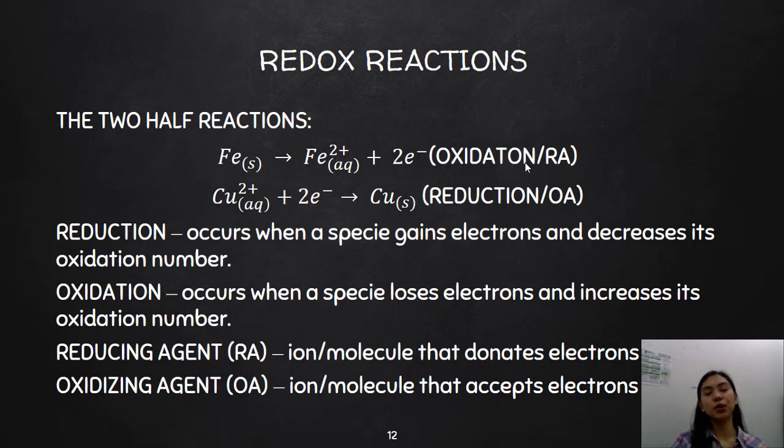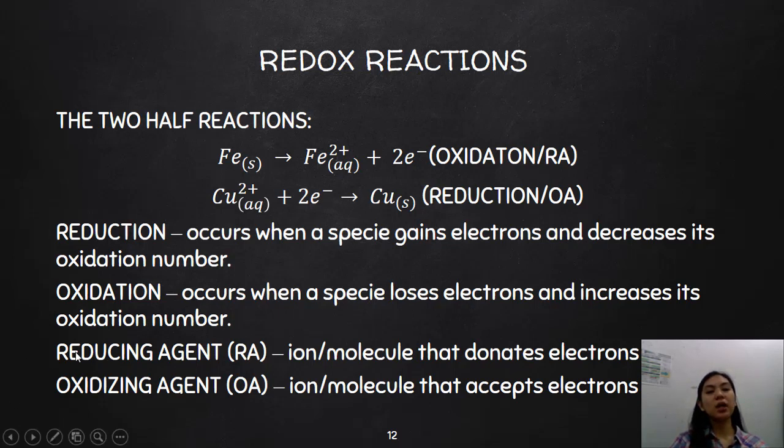And in your redox reaction, they actually go hand in hand. So if one is reduction, the other must be oxidation. They are partners. So it cannot be two reductions or two oxidations. It should be reduction and oxidation.